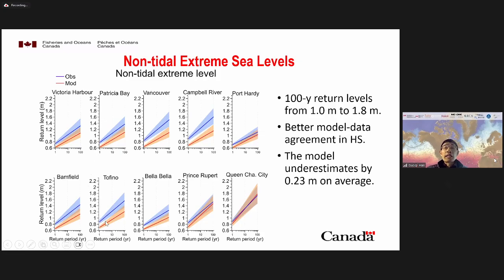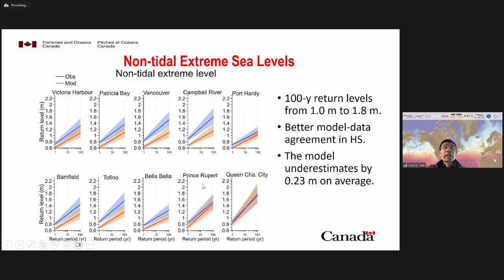And so here again is the 100-year return level. If we look at the range, the values change from 1 meter at Victoria Harbour to 1.8 meter in the northern stations, so that's Prince Rupert and Queen Charlotte City. The model now underestimates, again, by 20 centimeter on average.